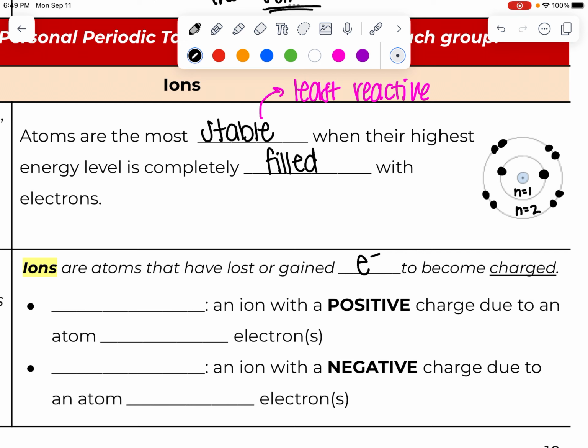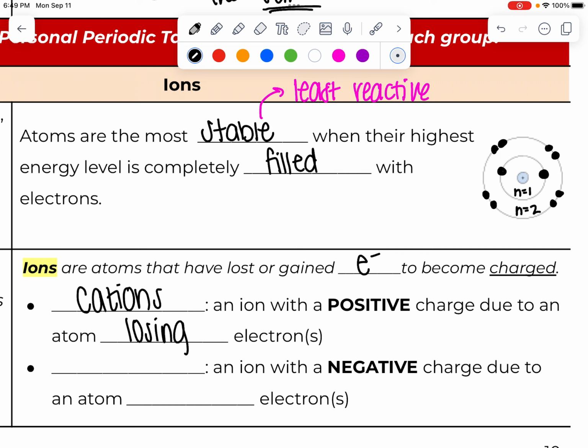Why can't we gain or lose protons? Those also have a charge to them. If we gained or lost protons, that would mean we'd be changing the identity of our element, and we can't do that. So to ionize, you can only ever gain or lose electrons. So there's 2 types of ions that we looked at. The first is an ion with a positive charge. That was what we called a cation. So cations are atoms with a positive charge due to an atom losing electrons.